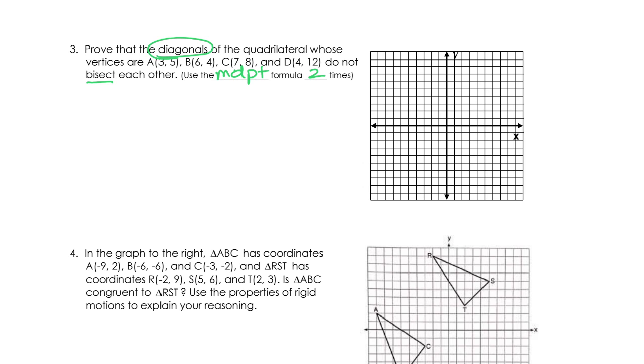In this one, we have to watch out because it's the diagonals that we have to do the midpoint of. So graphing it might help us determine what the diagonals are if we don't already know. So A is at +3, +5. B is at 6, 4. C is at 7, 8. And D is a little off the graph, but that's okay. It'll still give us an idea of who our diagonals are.